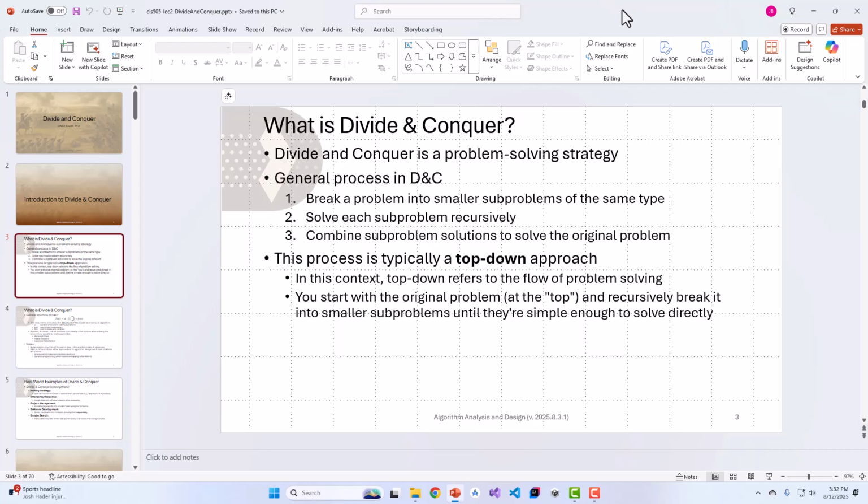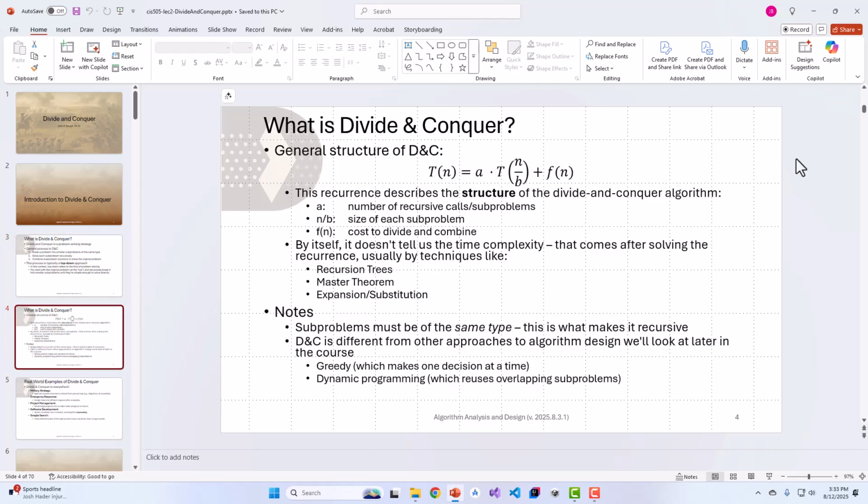The general process in a divide and conquer strategy is to break a problem into smaller subproblems of the same type, so basically smaller versions of that big problem, solve each subproblem recursively, and combine all the subproblem solutions to solve the original problem. This process is typically a top-down approach. In this context, top-down refers to the flow of problem solving. You start with the original problem at the top, and then you recursively break it into smaller subproblems until they're simple enough to solve directly.